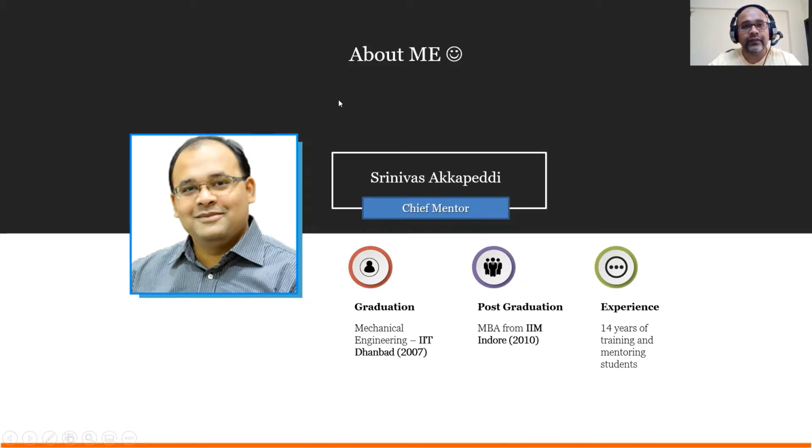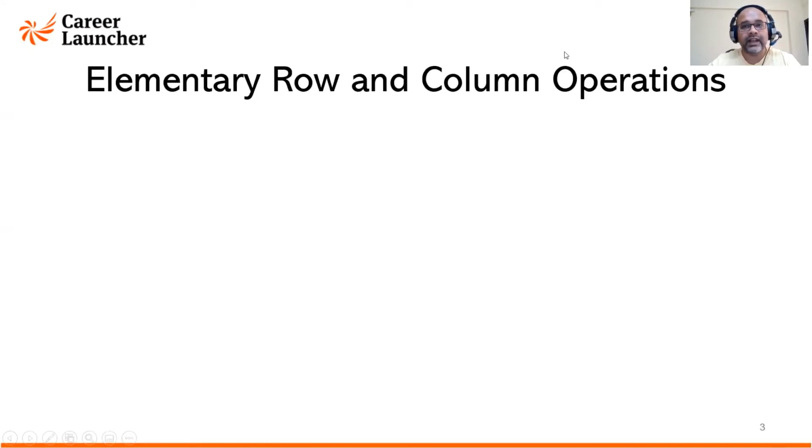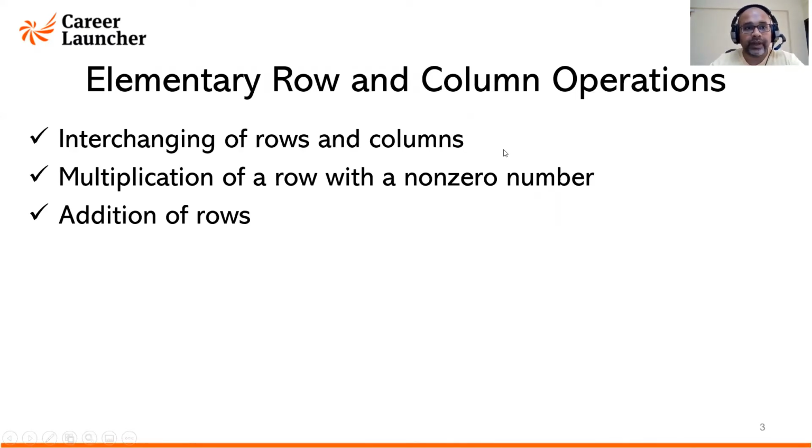Alright, so let's start off with what we learned in the last class as a recap. In the last class, we have seen a few elementary row and column operations. I hope all of you remember what happened there. We have seen these three elementary row and column operations: interchanging of rows and columns, multiplication of a row or a column with a non-zero number, addition of rows or addition of columns. We have seen these basic things in the last class.